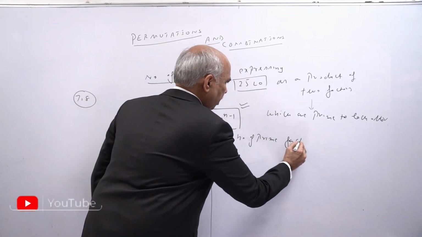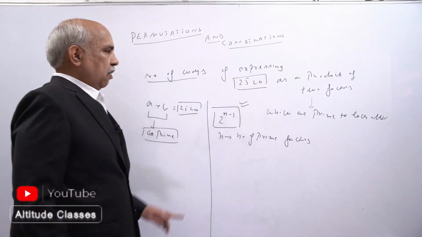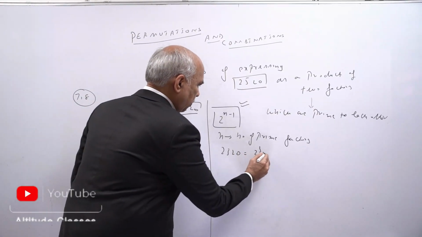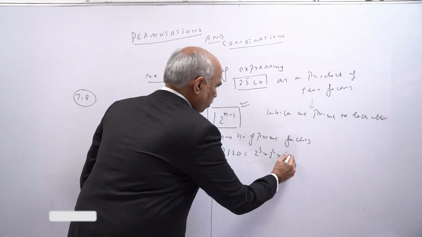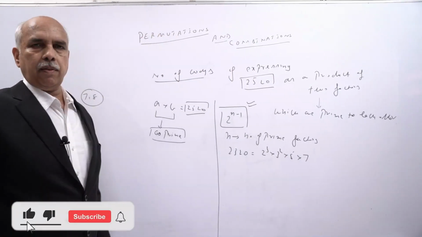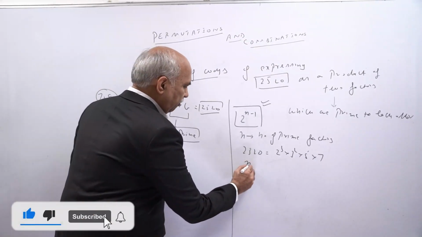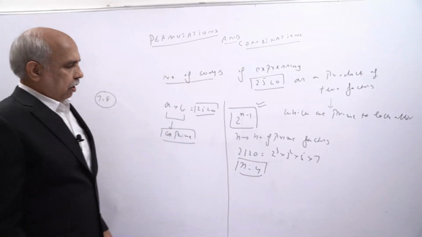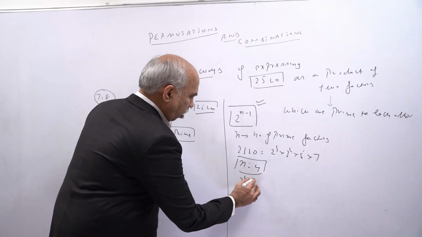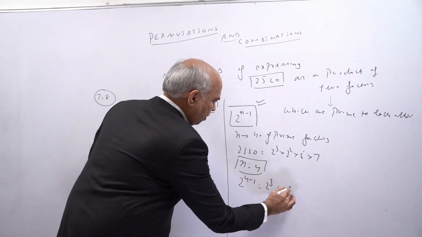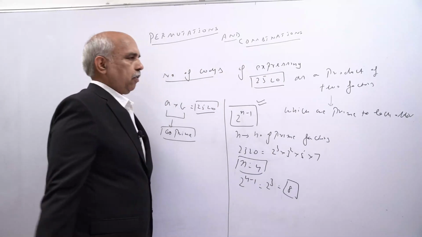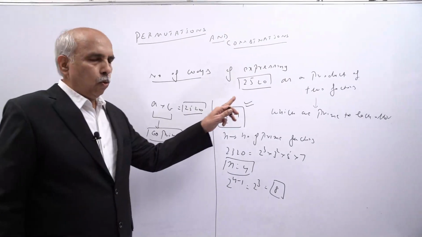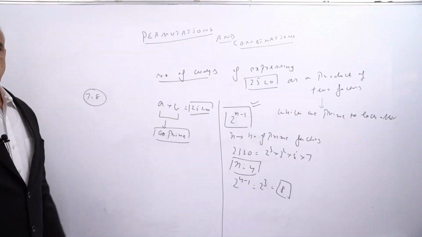That means if I am taking 2520, the number can be expressed as 2 cube into 3 square into 5 into 7. Therefore, the number of prime factors is 4. N is equal to 4. Therefore, in this case, 2 power n minus 1, or 2 power 4 minus 1, is equal to 2 cube, which is 8. This is going to be the answer. But how this formula 2 power n minus 1 comes, that's what we are supposed to see.